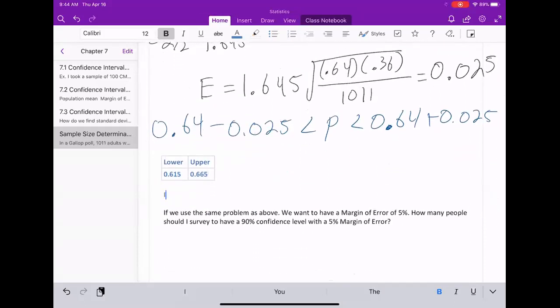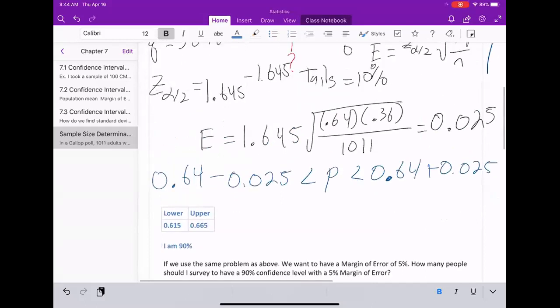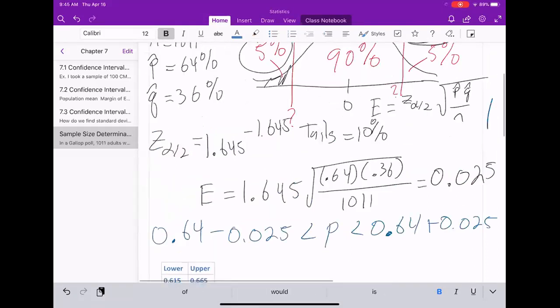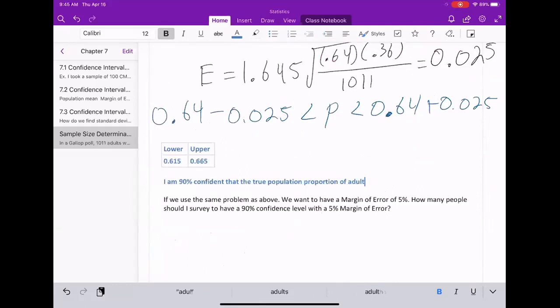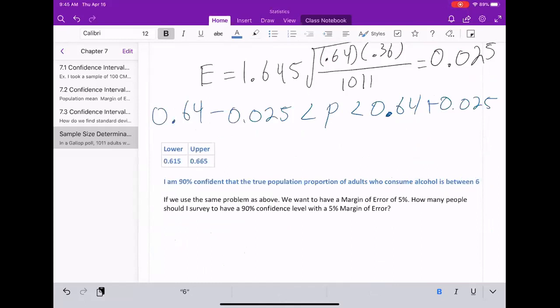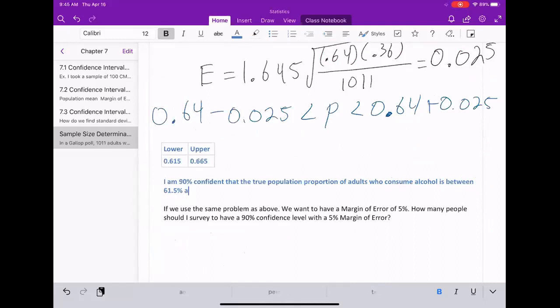So to finish this out, I am 90% confident that the true population proportion of adults who consume alcohol is between 61.5% and 66.5%.